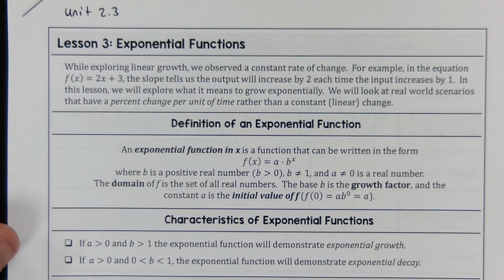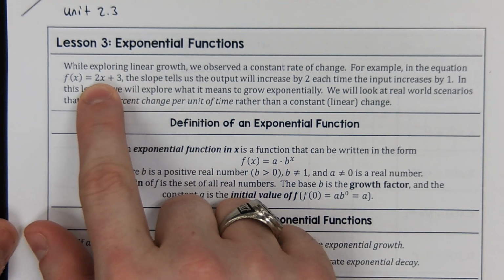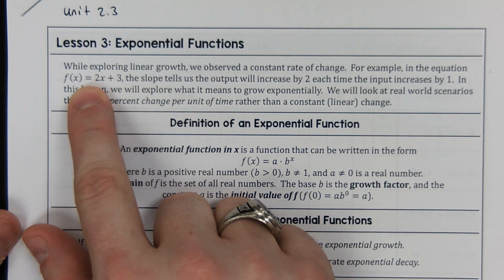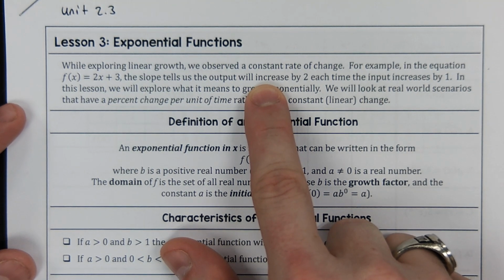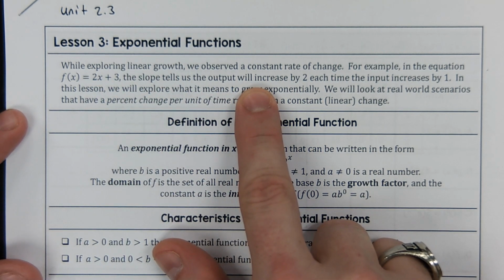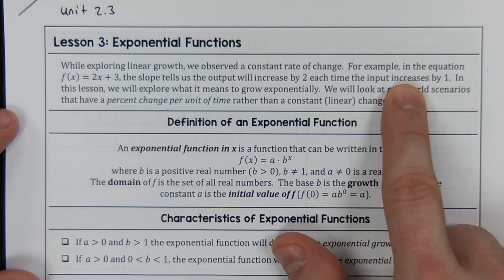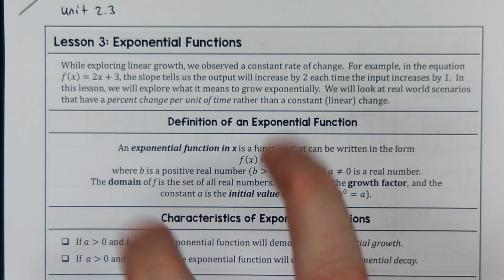While exploring linear growth, we observed a constant rate of change. You might recall back to arithmetic sequences, the common difference, and then they could be modeled with linear equations, where the slope and the common difference both tell us how the output will change as the input changes. So here we have a slope of 2. So that tells us our outputs will go up by 2, y values, as our inputs, x values, go up by 1.